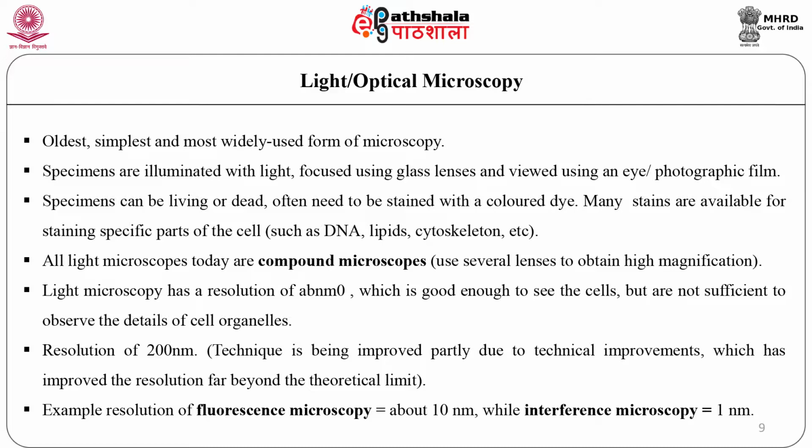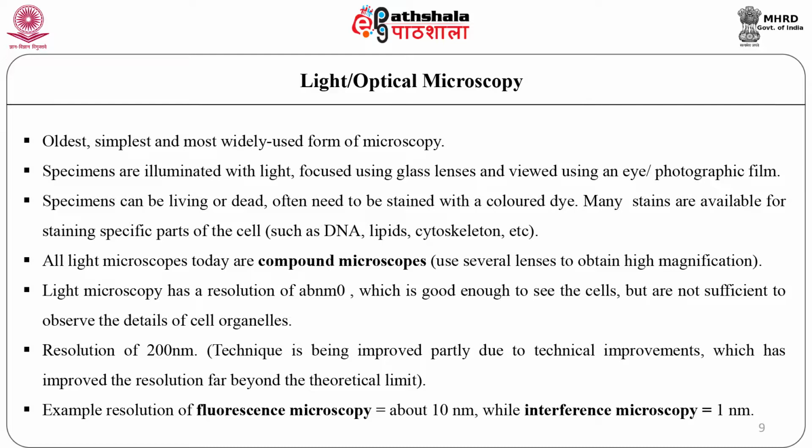In this type, the specimens can be living or dead, but they often need to be stained with colored dyes to make them visible. Many different stains are available that stain specific parts of the cell such as DNA, lipid, cytoskeletons, etc. The light microscopes we use now are compound microscopes, that is, several lenses are used to obtain a high magnification image. Light microscopy has a resolution of about 200 nanometers, which is good enough to see the cells but is not sufficient to observe the details of cell organelles.